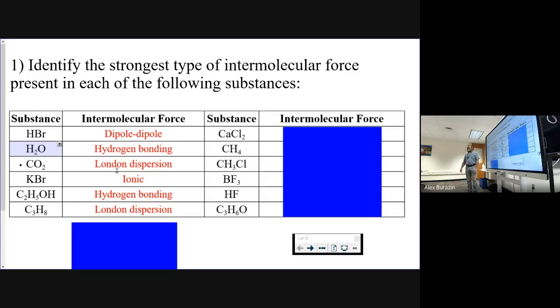Okay? KBr, this is ionic. Now, ionic bonds are not an intermolecular force, so it's a little misnamed, so to speak, right? But ionic compounds can get sprinkled in these types of questions, and you just have to recognize it as ionic. Now, how can we find an ionic compound? What are we looking for?